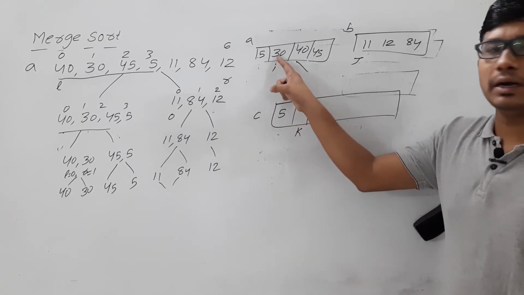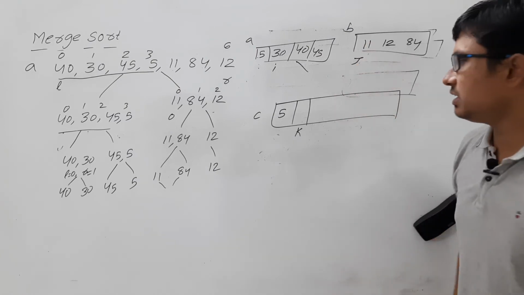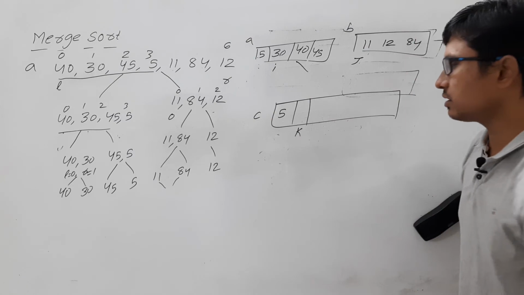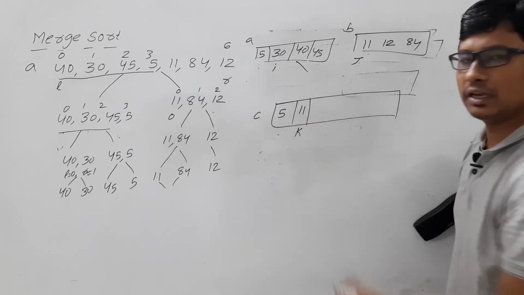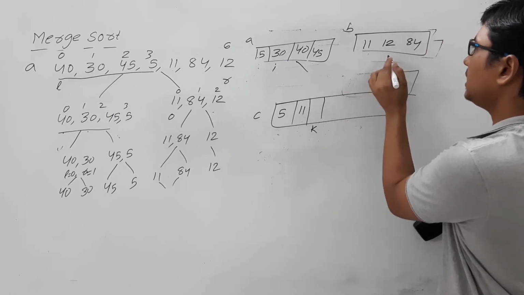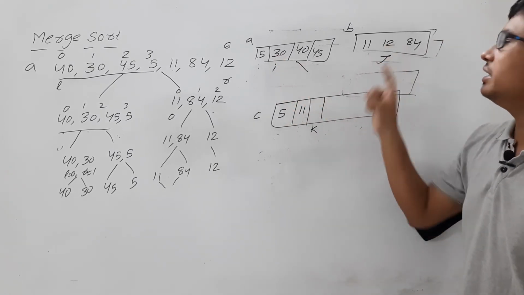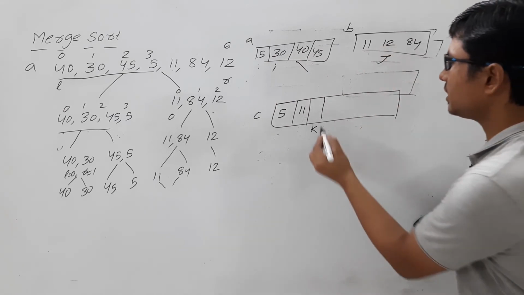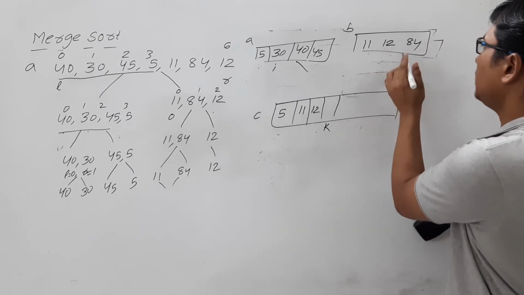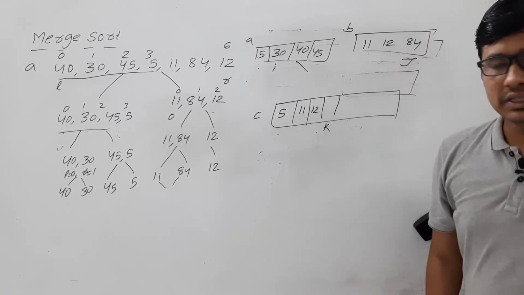Now again you will compare A of I and B of j. Now which is less? 11 is less. So you will take the B of j value and keep it in the C of k. So 11 you will get. You will increment the k value and you will increment the j value. Again you will compare A of I and B of j. Now 12 is less, so you will place here and you will increment the k value and also you will increment the j value. Is it clear?